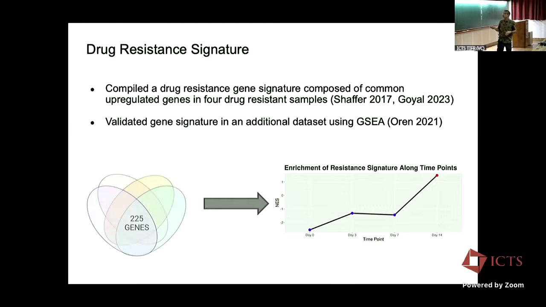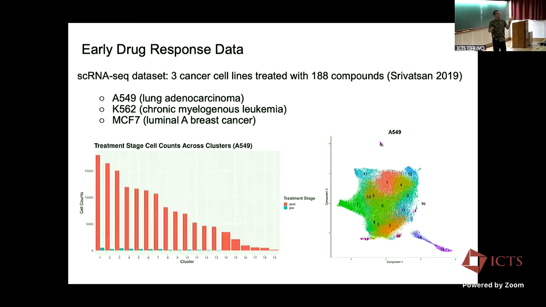Then what we do is go to a different data set, which is an early response data set in single cell. Here it's a wonderful data set: 3 cell lines, 188 compounds, a huge single cell data set. This is the number of cells, and they cluster this gigantic set of cells in each of the cell lines. This is just for A549 from lung adenocarcinoma. And this is the number of cells in each of the clusters they identify. Blue is the pre-treatment, and the red is the post-treatment, which is much bigger because it's combining 188 compounds. Okay? So that's the data.